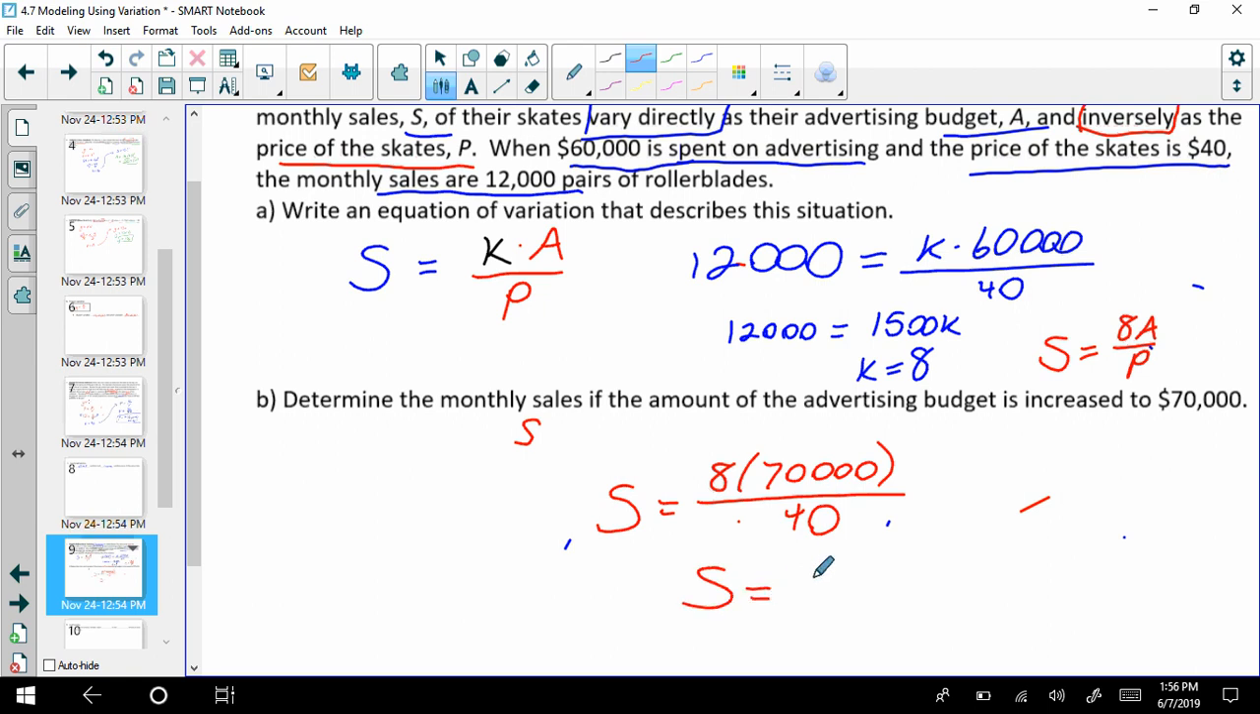If I do that, I get out 14,000, and what would be my label? Well, up top when they talked about monthly sales, it was pairs, so that's also, I would have that many pairs of rollerblades.